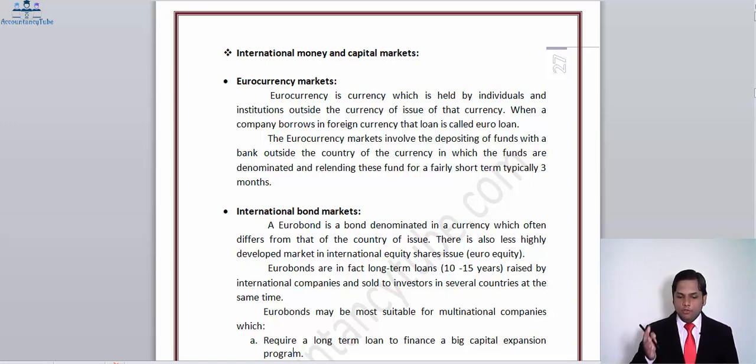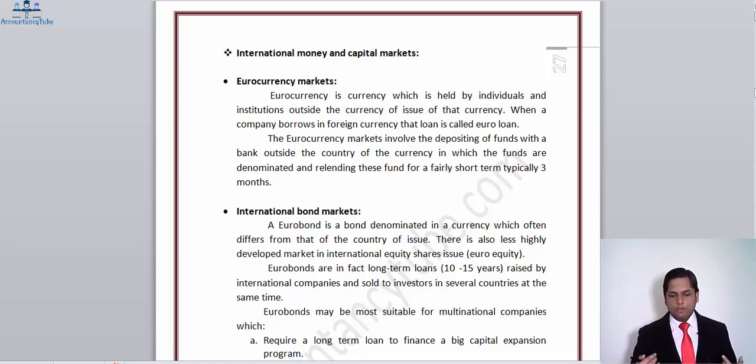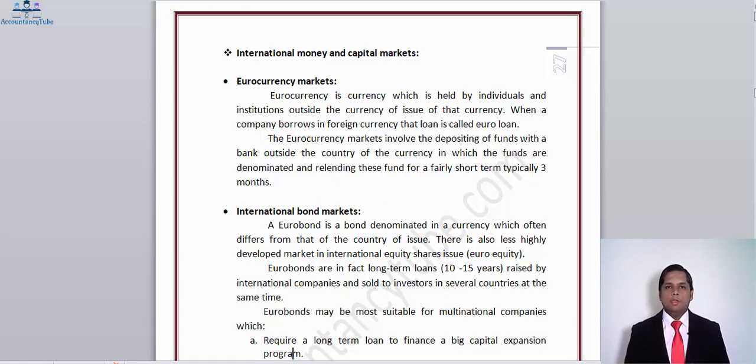What they do is, in euro currency markets, they deposit funds with a bank outside the country, not in their own country. For example, the company will deposit the funds not in the UK but in the USA, and they gain from this by relending it, or if they want to invest over there in a portfolio, they can borrow the loan from those foreign banks. In this case, it will be a euro loan.